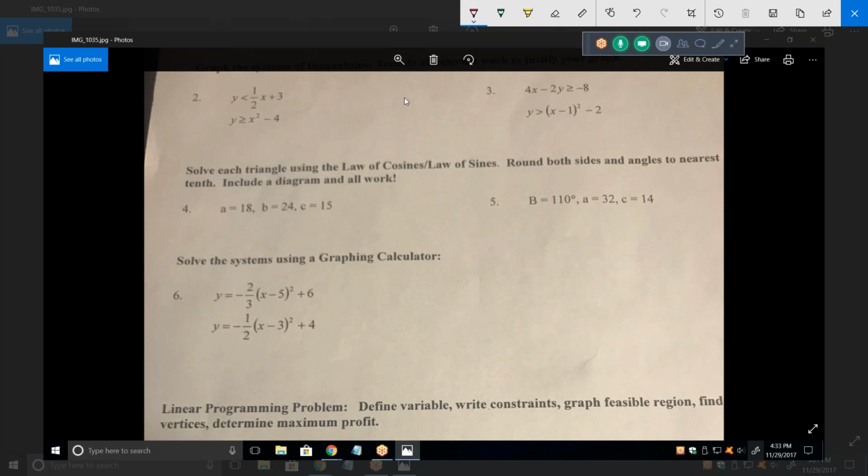What do I use on number 4? The law of cosines or the law of sines to start out? Cosines. Good. What two types of triangles do you have to use the law of cosines? One is where you have side, side, side. That's what we're looking at here. There's one other type. Side angle side? Yes. Both of those, you have to begin using the law of cosines.